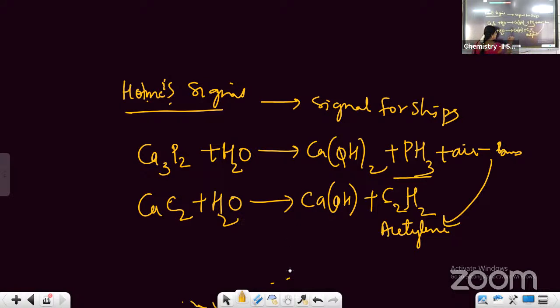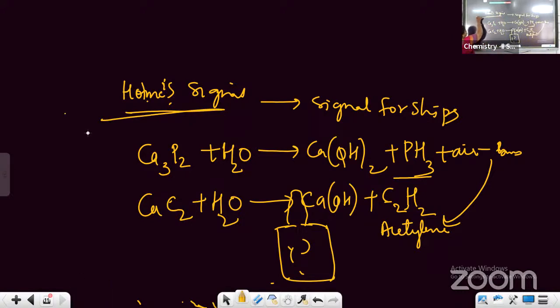So here, this mixture of calcium phosphide and calcium carbide is taken in a tin, and in this tin one slit, an opening, is made. Then it is thrown in the sea. Due to this reaction, first phosphine gas is formed, and that phosphine gas lights up the acetylene gas. Because of that, this serves as the signal for ships in the sea. This is designed by the scientist Holmes, therefore it is called the home signal. This is also a very, very important 2 marks question, students.